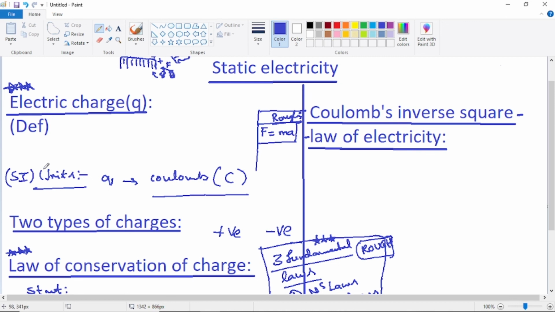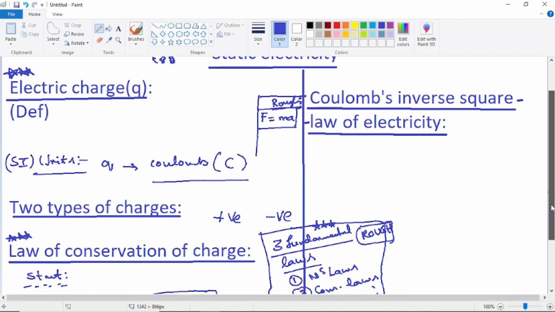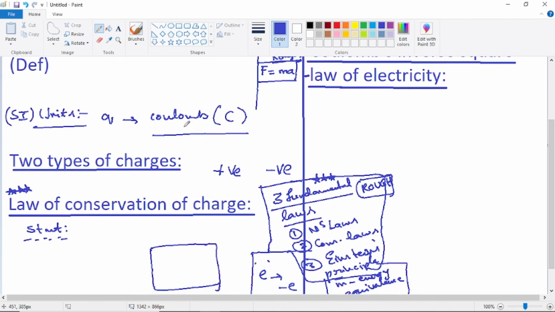Units, the SI unit name, since 10th class, almost 2 years back, you have learned this. The definition of Coulomb will be coming in the next topic, how Coulomb is defined. So next, the law of conservation of charge. This also doesn't carry any marks, but it's one of the most powerful laws of the universe.